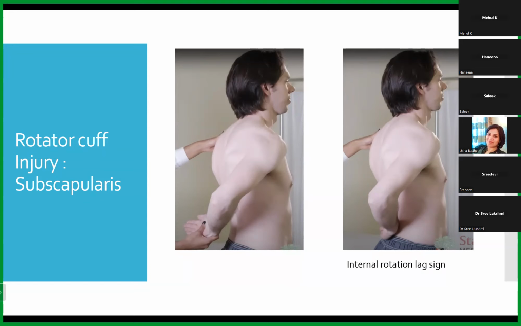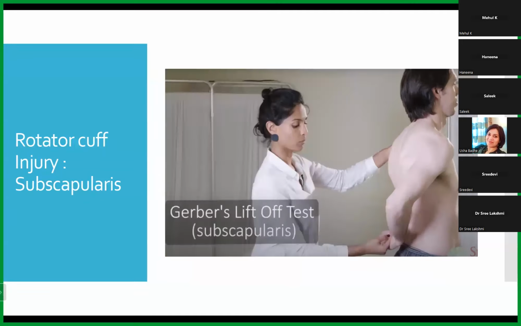Otherwise, you can also check the power of subscapularis, which is called Gerber's lift-off test. In the same position, you give pressure against the back, and the patient tries to resist the pressure. In a healthy subscapularis, the patient will be able to apply pressure, and the hand won't go and touch the back.